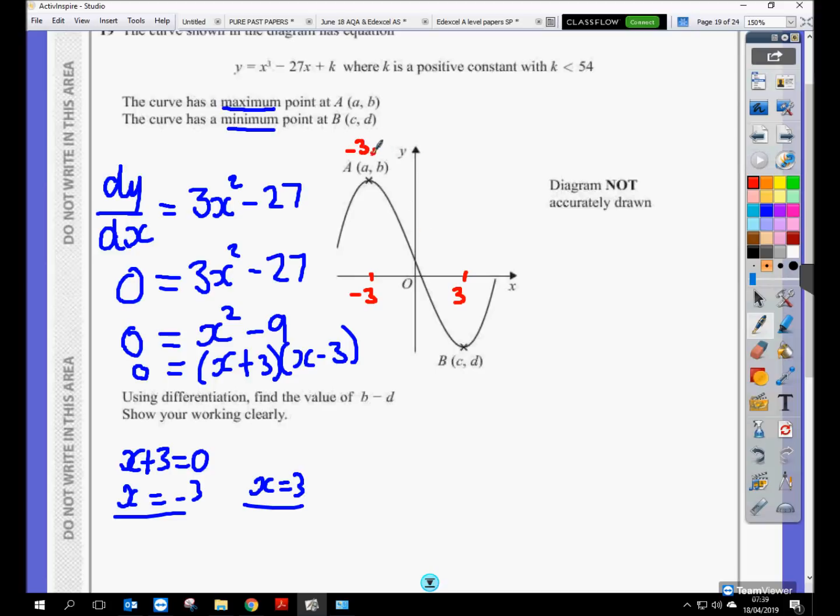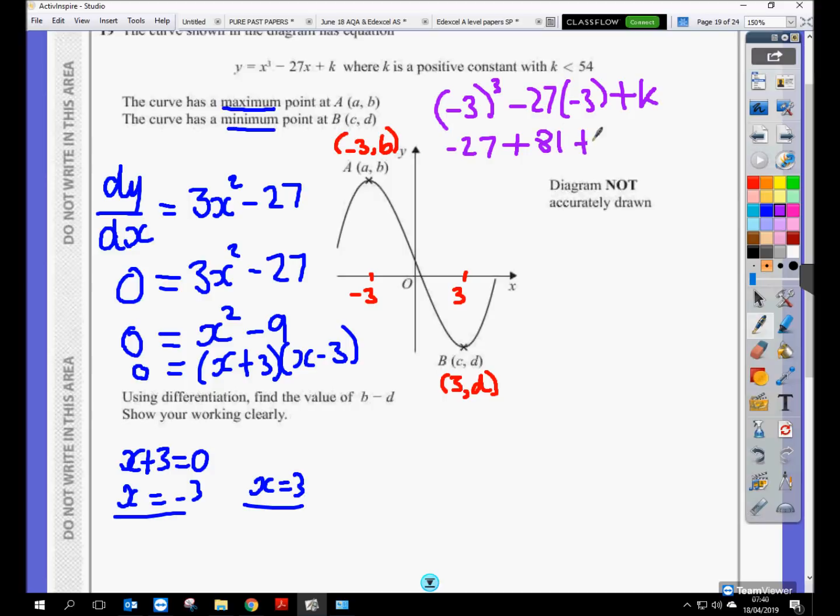a is the x coordinate, b is the y coordinate, and here c is the x coordinate, and d is the y. Now the question is, how do you work out the y coordinate if you know the x coordinate? And the answer is you substitute it into the equation of the curve. So now we know x is negative 3, we can substitute it in here to work out the y coordinate, which they have called b. So like this, minus 3 cubed minus 27 times minus 3 plus k, minus 27 plus 81 plus k. So you end up with k plus 54.